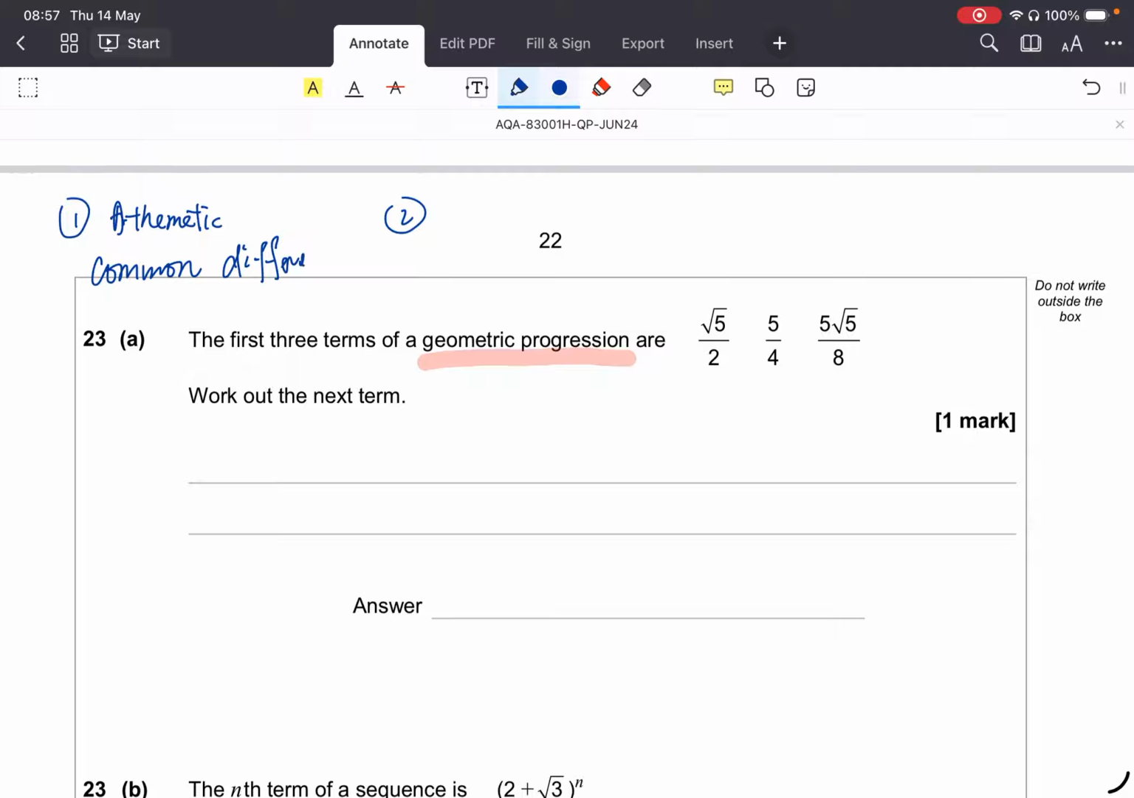So let me give you an example. Just like 1, 3, 5, 7. Each term, they're adding 2. So we call this an arithmetic sequence.